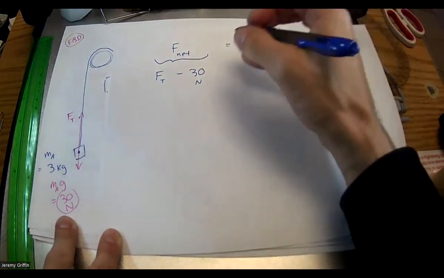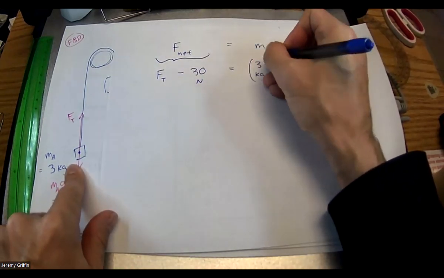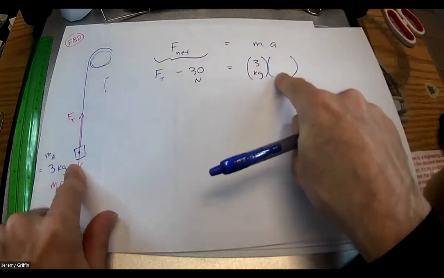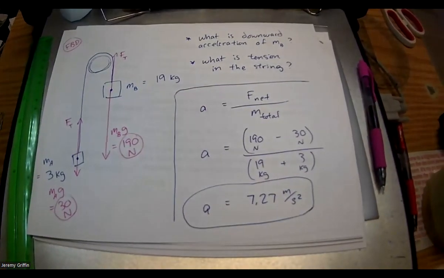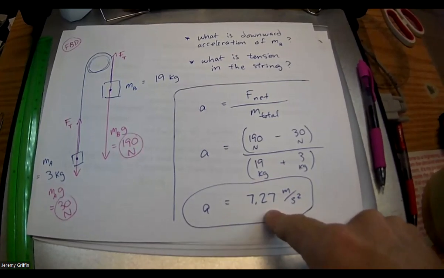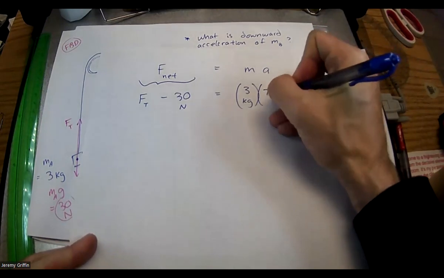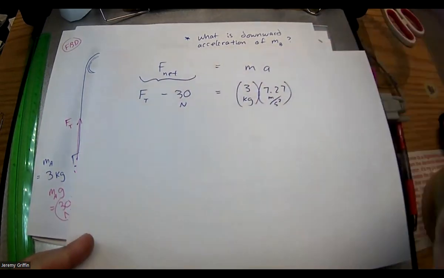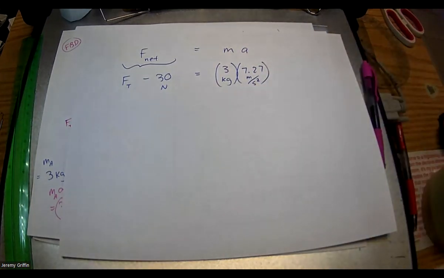True? Right. That's equal to the mass of this block, which is 3 kilograms. Accelerating upward at how much? How much is it accelerating upward? 7 meters per second squared, right? Put that right here. 7.27 meters per second squared. Not true? Right. All right.